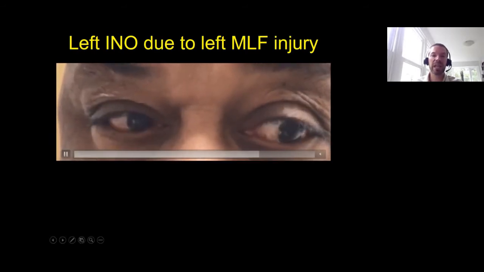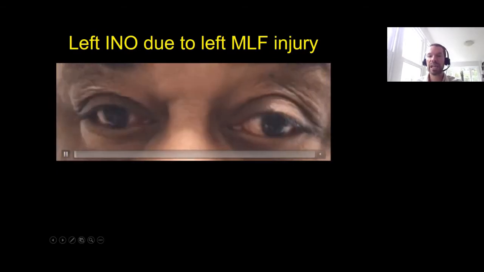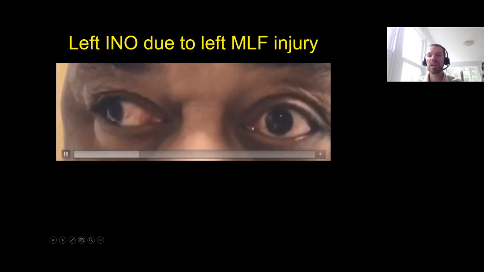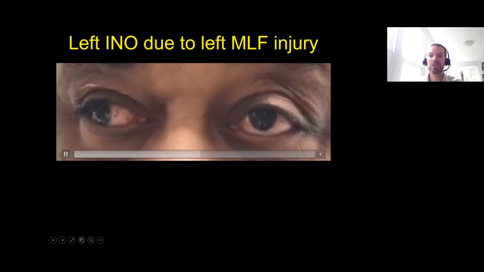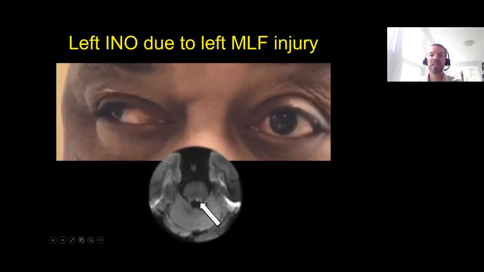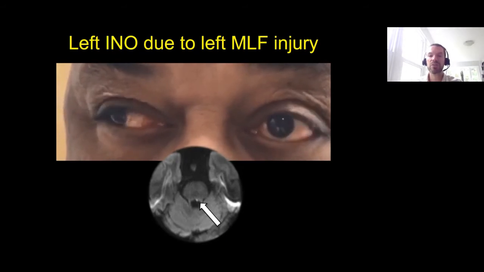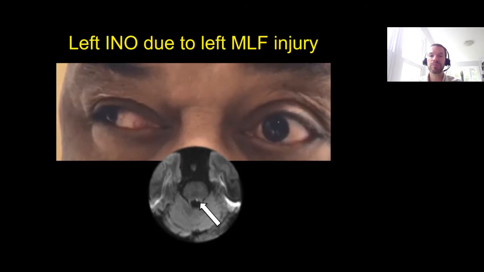But you can also see the abducting nystagmus to the right over here. You see the adduction lag, the adduction deficit, plus the abducting nystagmus. This is highly suggestive of a left internuclear ophthalmoplegia due to left medial longitudinal fasciculus injury. In his case, he had a stroke that just affected the left MLF and nothing else.